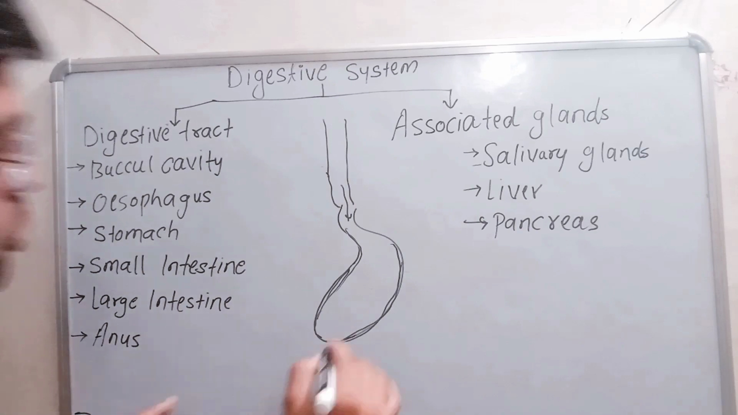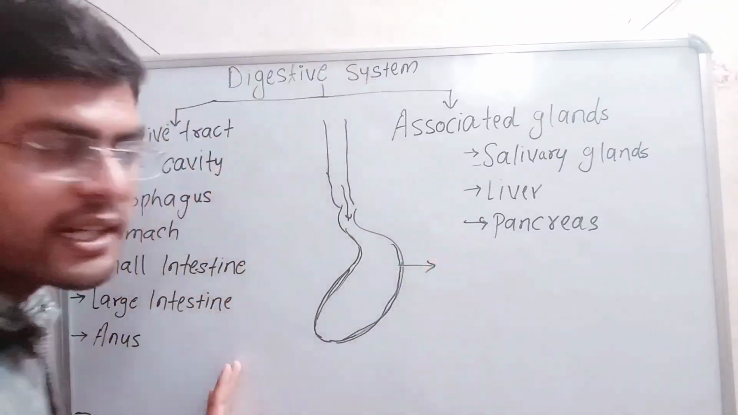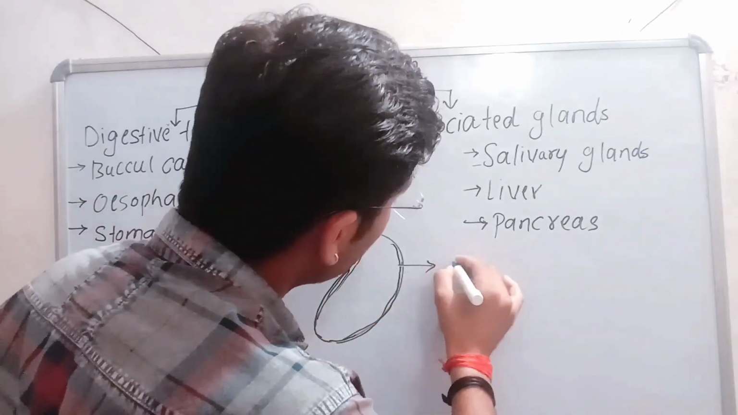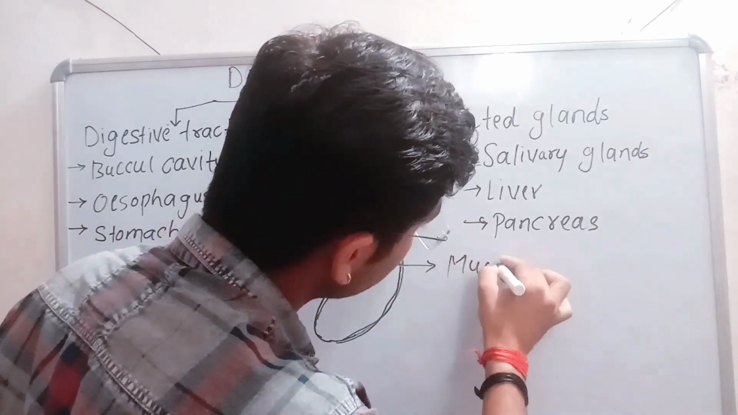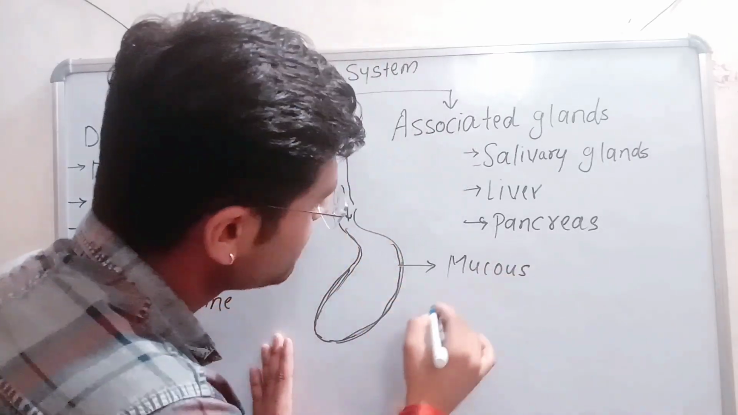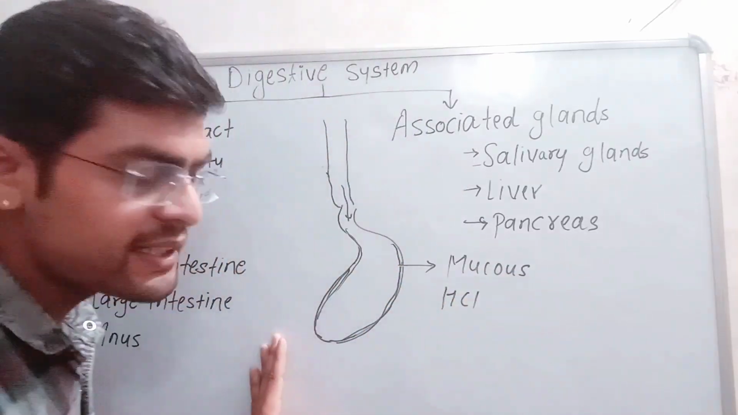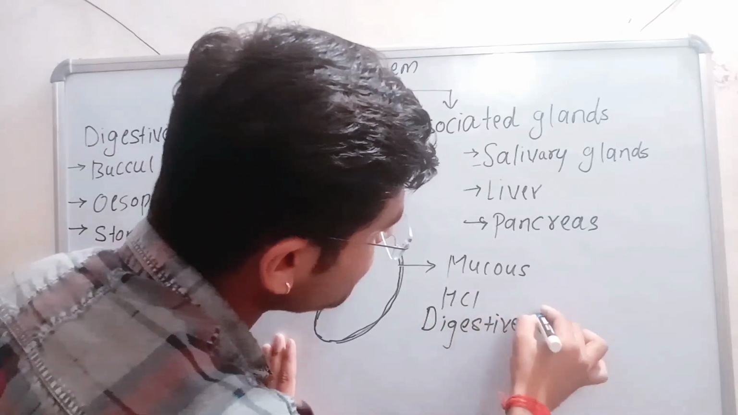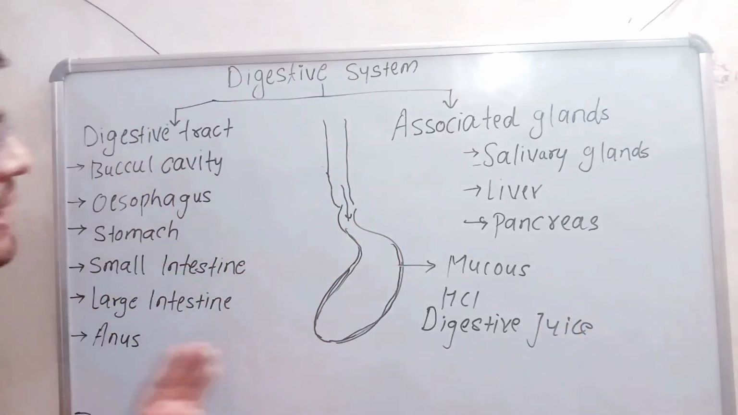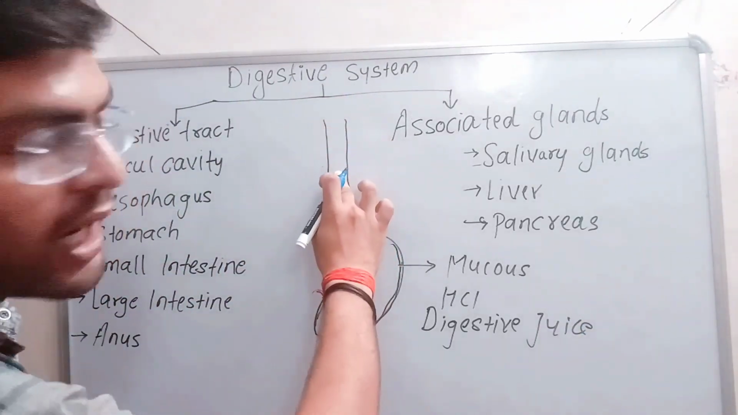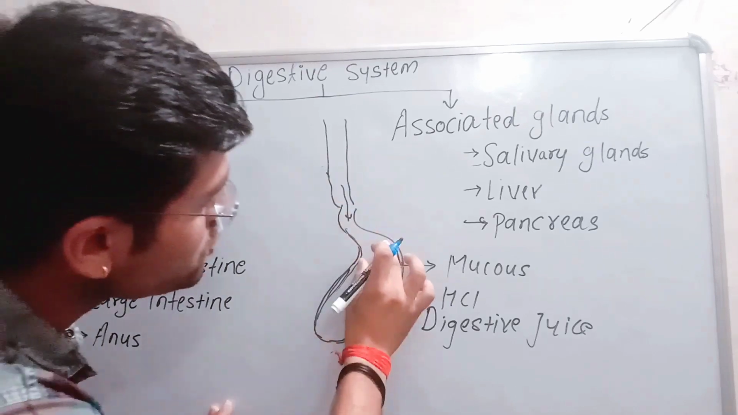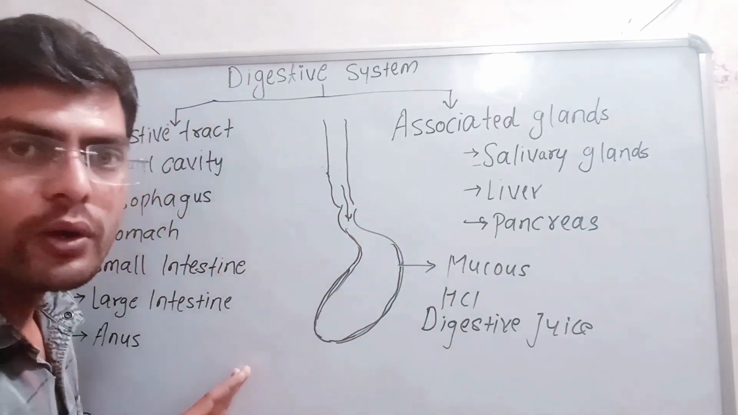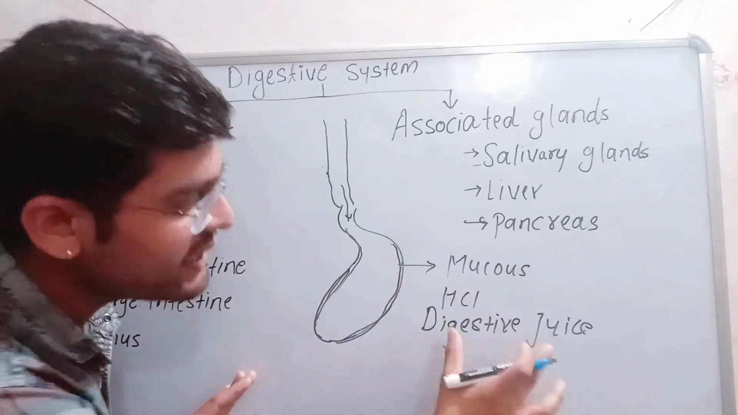The inner walls of the stomach contain three things. What are they? They contain mucus, HCl, hydrochloric acid, and digestive juices. When food material comes from our esophagus and moves towards our stomach, in the stomach there are mucus, HCl, hydrochloric acid and digestive juices.